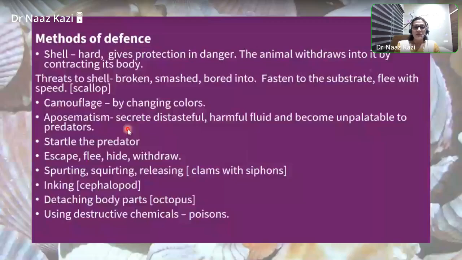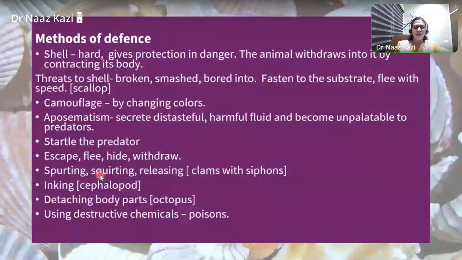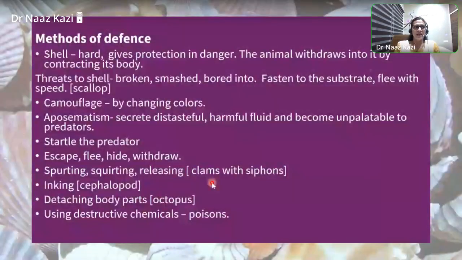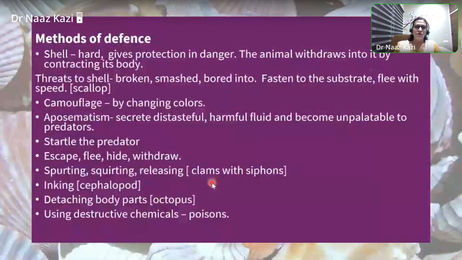Sometimes they even startle the predator. That is, they show some different colors. All of a sudden, they might be looking different, and that startles the predators. They escape, flee, hide, withdraw. Then there is spurting, squirting, releasing. This is mostly in the clams. The clams have siphons. Whenever they want to hide, they bury themselves into the sand, and they have the siphons, as I told you, a tube-like structure, where they spurt out a water jet on the predator.